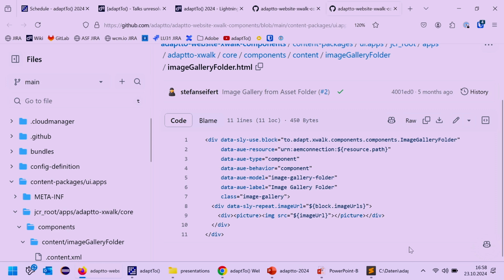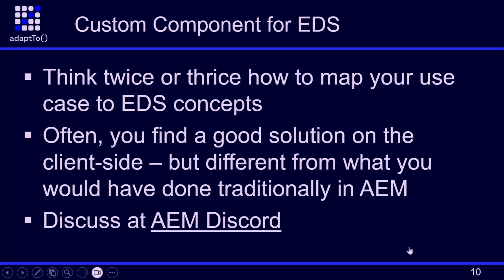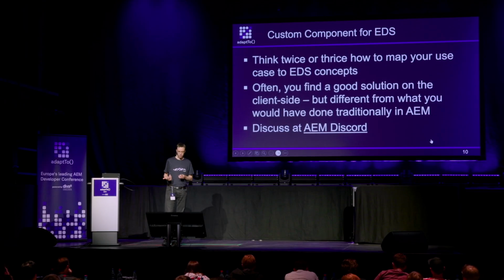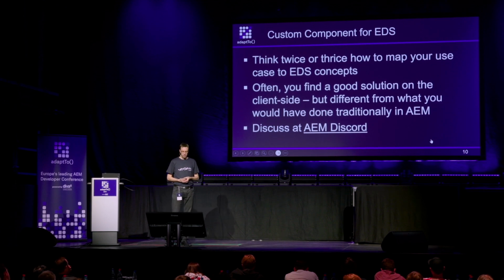So in theory, it would be nice to do custom components. In practice, it's really discouraged by Adobe and should not be done easily. So what's the result of this? First, think twice or thrice how to map your use case to EDS concepts, because in most cases, there's a better, more modern, and more suitable way. And often you find a good solution on the client side, but maybe it's a different one than using from AEM.